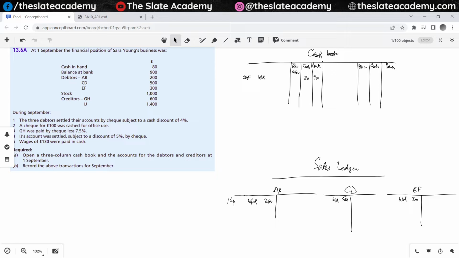On the other end, I have stock. I won't have a T account for it. This is just the stock that I have.